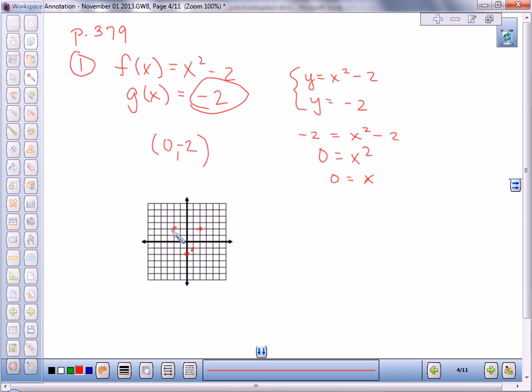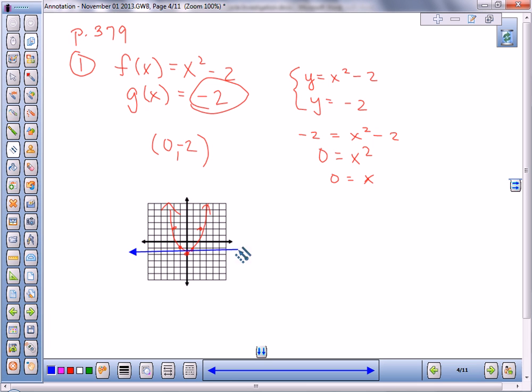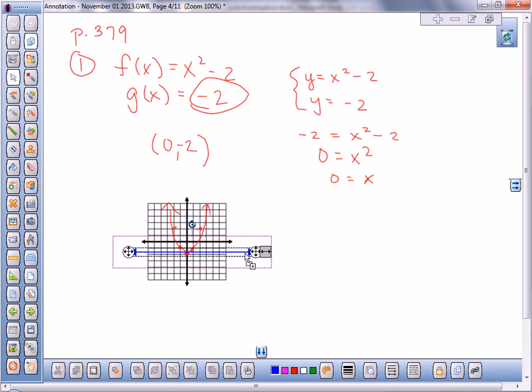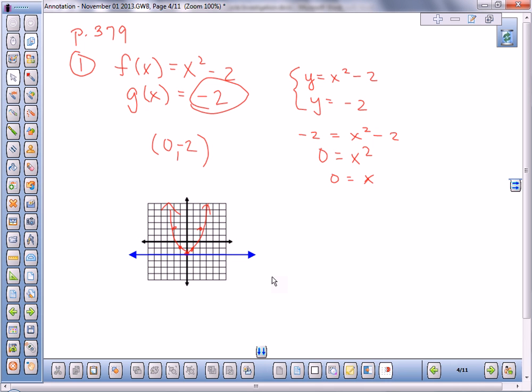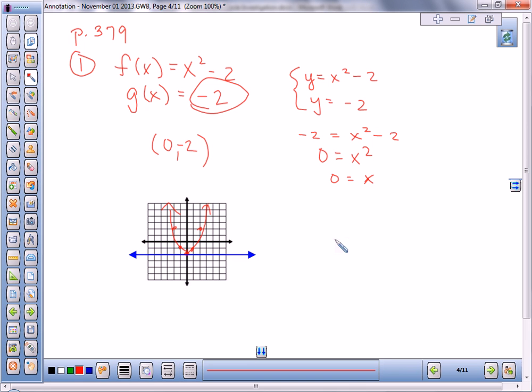That'd be kind of hard. And we'd have this line. Oh, so that's 2 points far off. And we should see that they are touching at that one point, which means the parabola and line are tangent. The line is tangent to the parabola at the point (0, -2), and that's our one intersection.